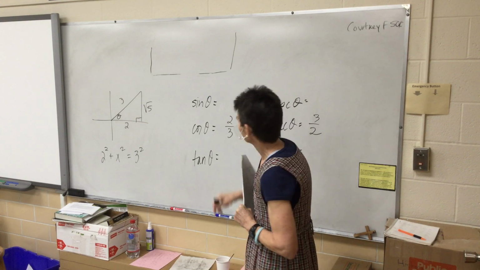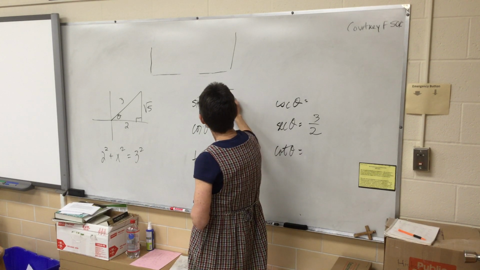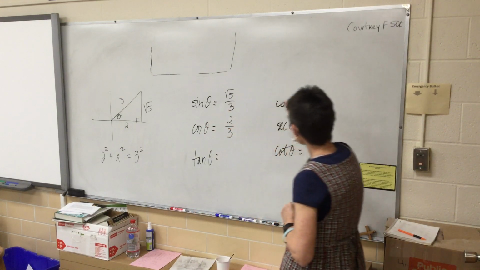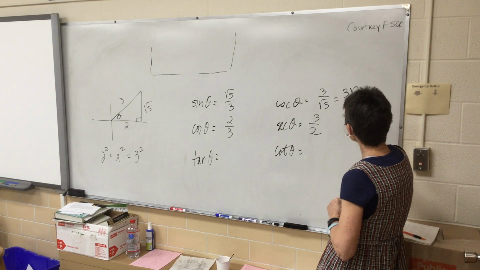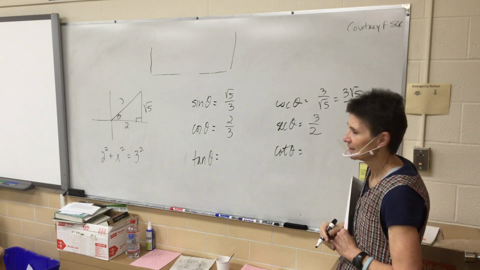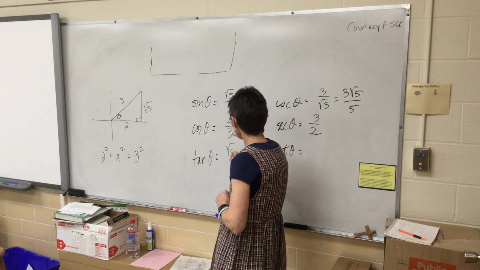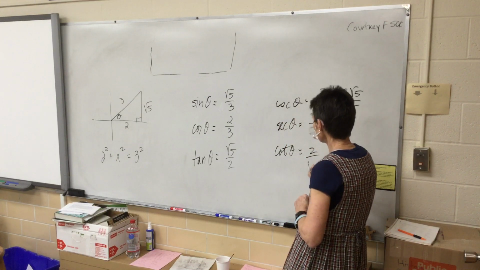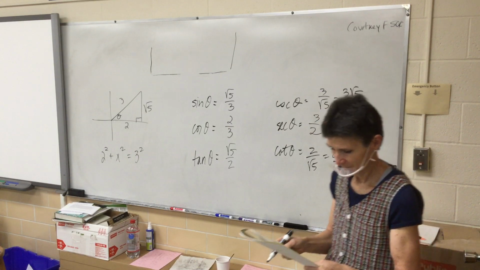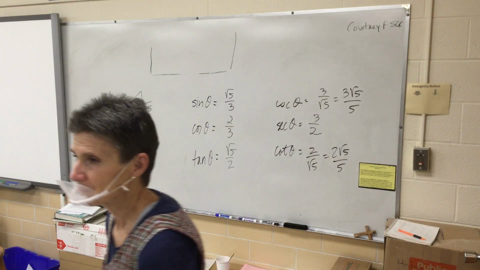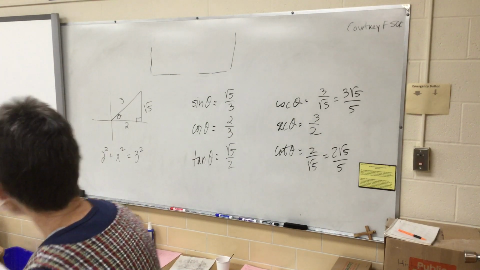Well, now it's easy. What's my sine? Yep, which means my cosecant is 3 over root 5, or 3 root 5 over 5. And then my tangent, root 5 over 2, and the cotangent 2 over root 5, or 2 root 5 over 5. I think there's still one. So easy? All right, try the next one.